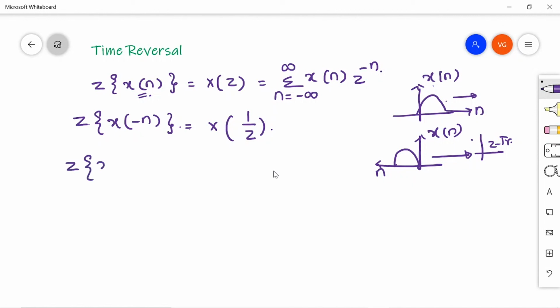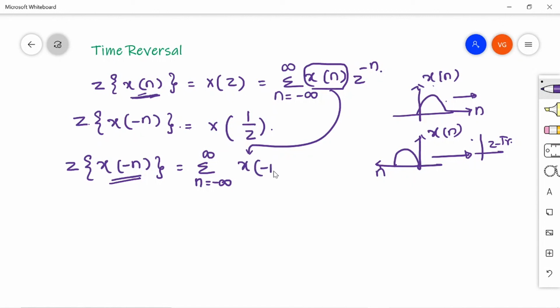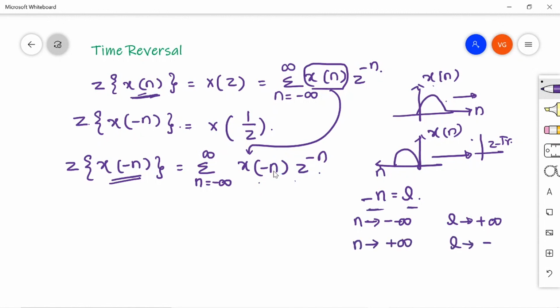So Z transform of x of minus n, by definition I am going. So instead of x of n, I have x of minus n. So I am writing that only. Sigma n is running from minus infinity to infinity. In place of x of n, I am writing x of minus n z bar minus n, right? But we need x of n z bar minus n format, no? So let us take that minus n as some L, right? Then if n tends to minus infinity, then what happens to L? L tends to plus infinity, because minus n is equal to L. Then if n tends to plus infinity, L tends to minus infinity.